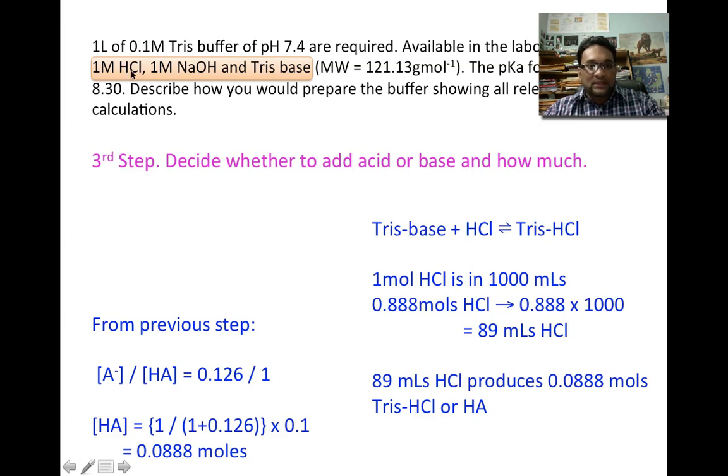So the HCl is in a 1 molar concentration. So if 1 mole HCl is in 1,000 mils, you need to find out how much. There is a little error here, it should be 0.088 moles of HCl, so that'll be 0.088 by 1,000. So you get 89 mils, and it's very hard to measure 88.8 mils, so we just round it off to 89 mils HCl. Alright, so that 89 mils HCl produces 0.088 moles tris HCl. I mean, tris HCl in terms of the Henderson-Hasselbalch equation will be your HA.